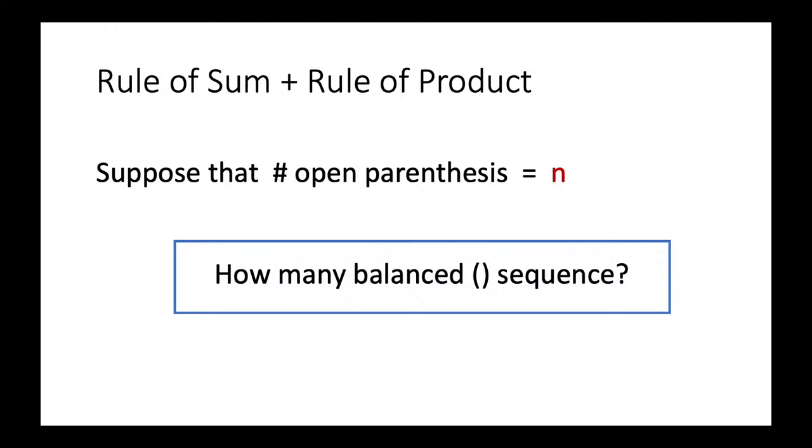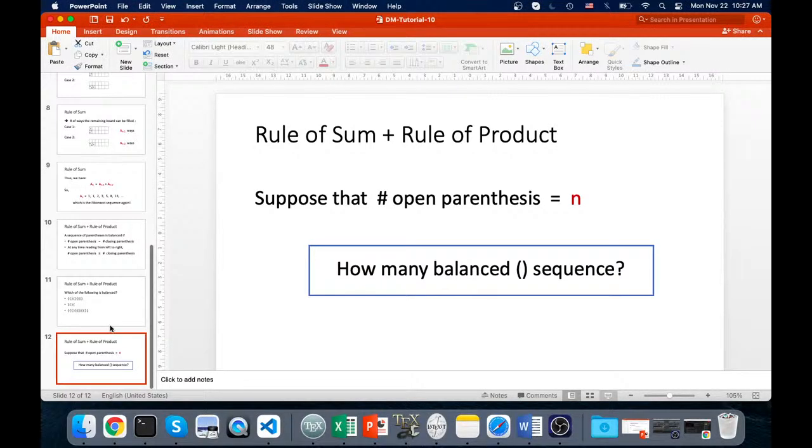So if there's just one open and one close, we call it one pair of parentheses, then there's just one way. We must have open and then close. Now when n is equal to 2, there will be two ways. We can have open, open, close, close, or open, close, open, close. And when n is equal to 3, after careful counting, there should be 5 ways. So let me draw the case when n is equal to 3.